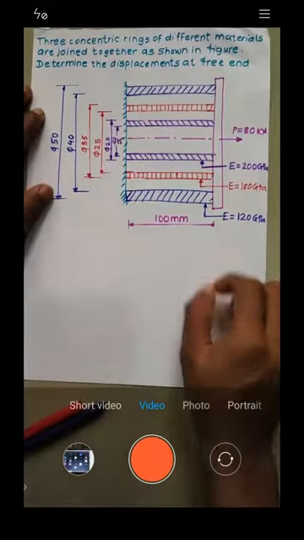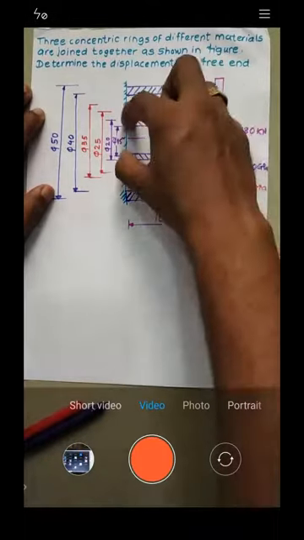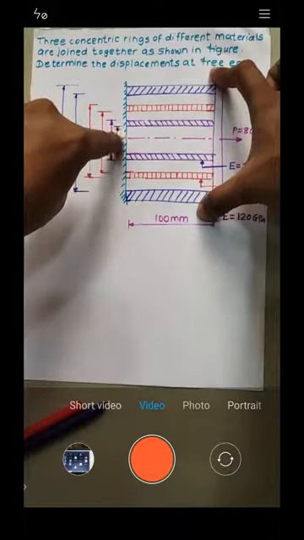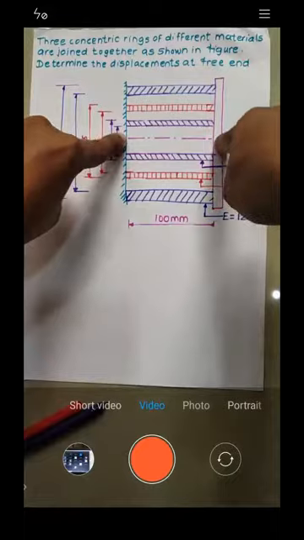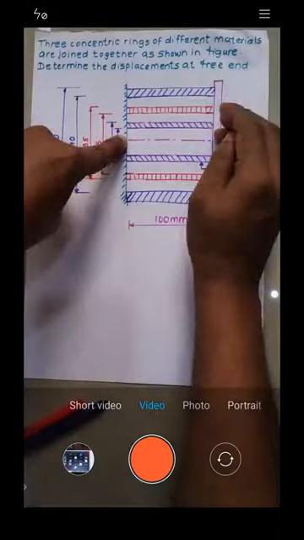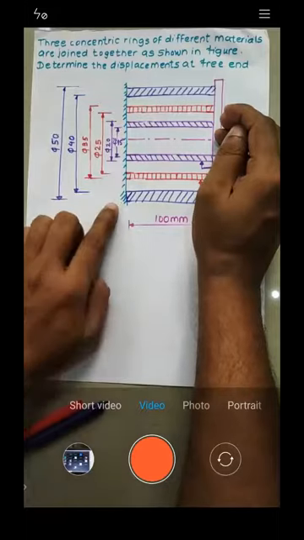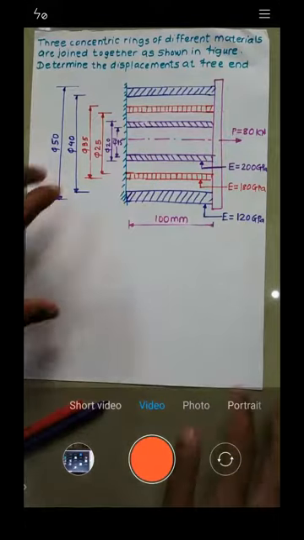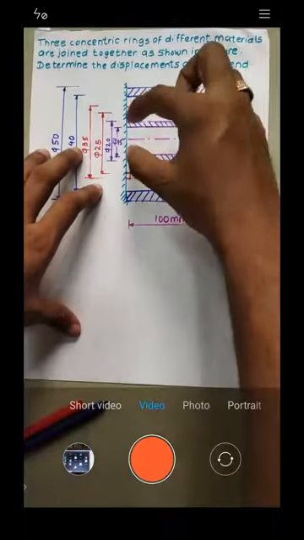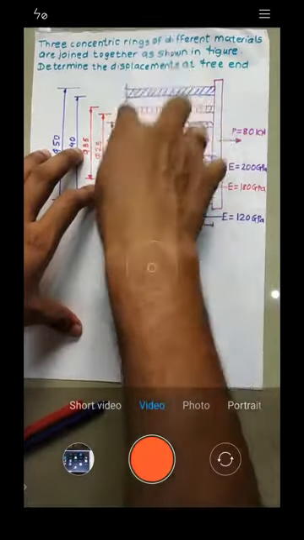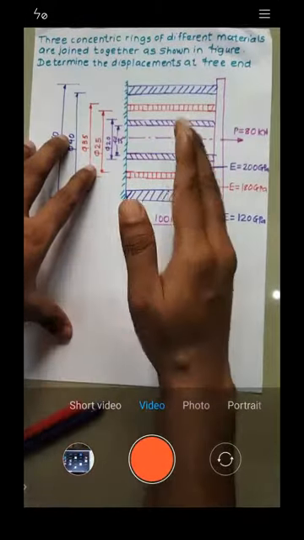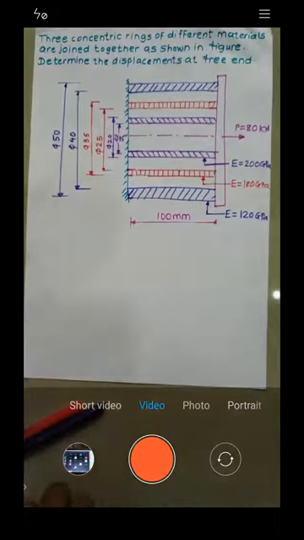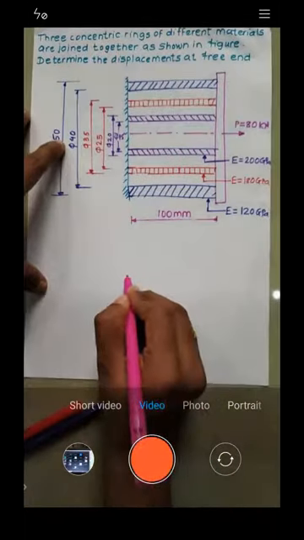Now if you talk about all those rings, this is one ring, this is one ring, this is one ring. One end of the ring is fixed at the left end, and the other end is attached to the free support, the plate. One end is attached on the left-hand side to the fixed support, and the other end is attached to the plate.